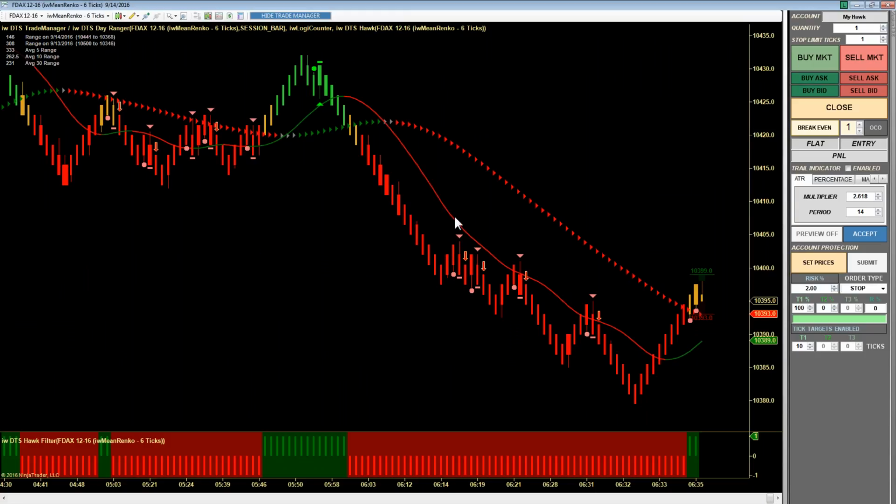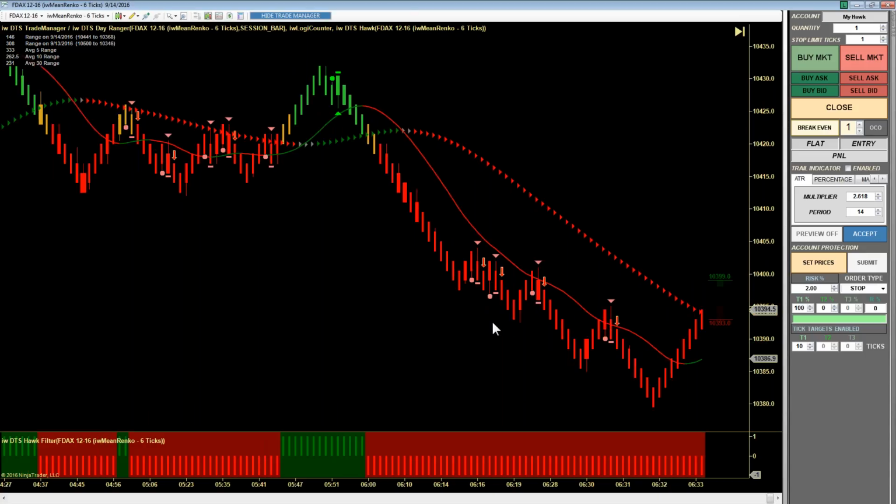This signal here, when the micro line, that's the thin one, crosses the macro line, and it's the first signal where everything is in sync. So we have red bars, red trend lines, red filter. Very, very high probability signal, to the tune that whenever I see this signal, I take it almost without exception. So there's the first micro-macro cross. Good follow through from there.